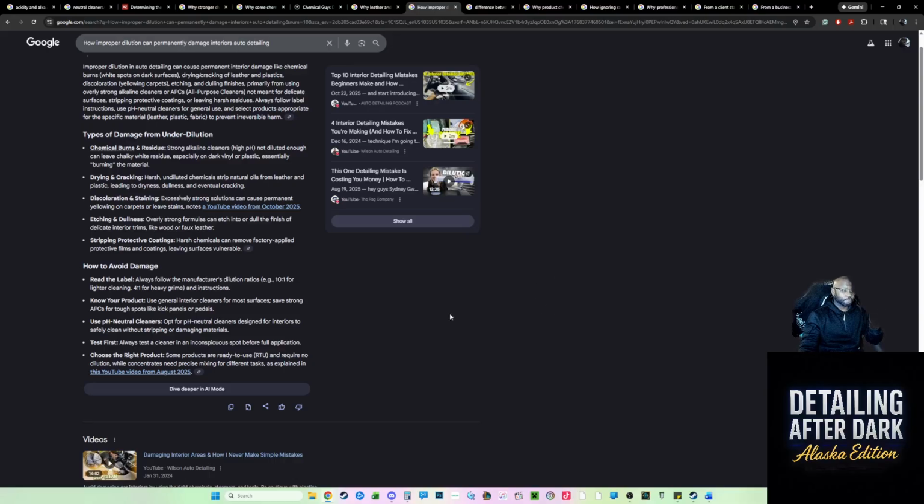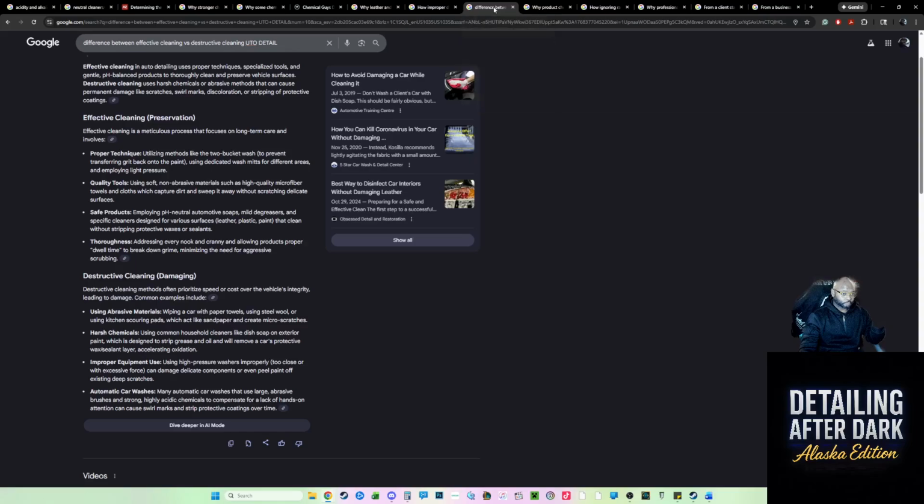So, food for thought: protective coating. Stripping those, removing factory applied protective films and coatings, leaves the surface vulnerable. You're going to pay money if you damage somebody's car. The difference between effective cleaning and destructive cleaning is proper technique, like the so-called two bucket wash method.